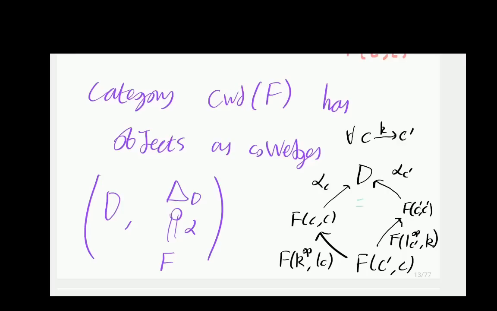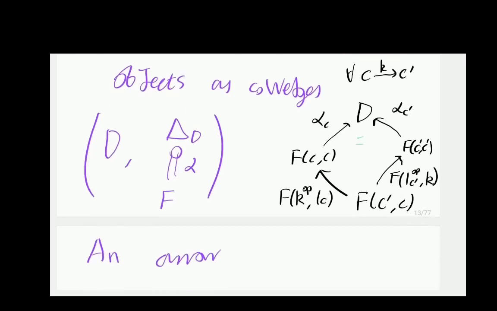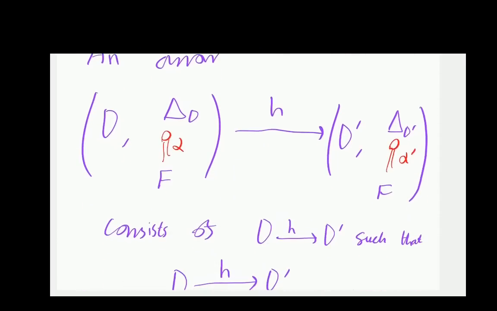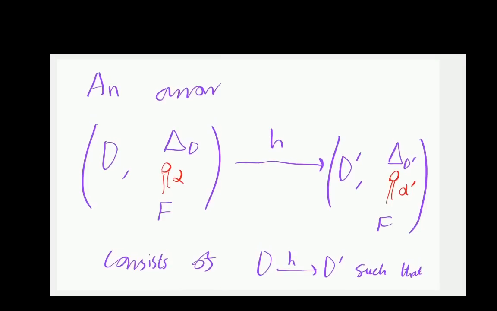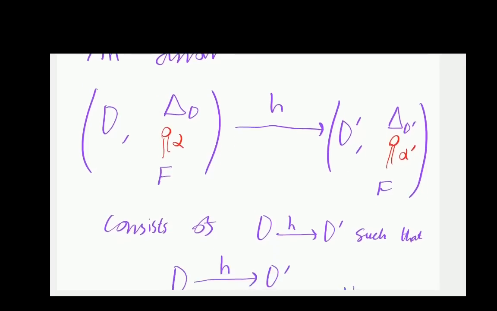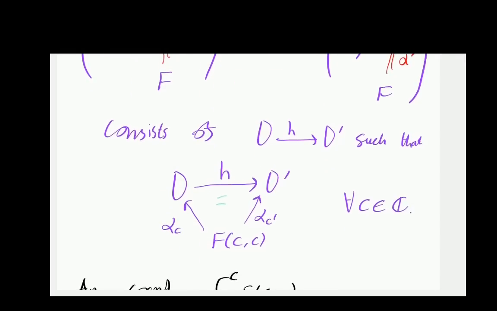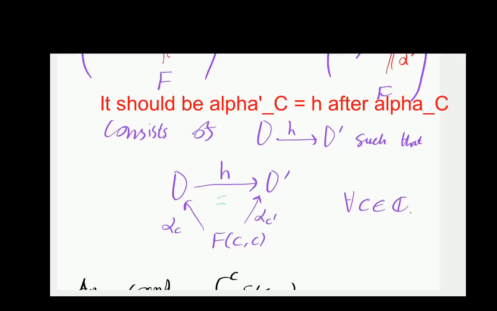They just go between the apexes of co-wedges and they commute with the walls of these co-wedges. So an arrow H from D, alpha to D dash, alpha dash is basically just going to be such that for every object C, we have this triangle commuting.